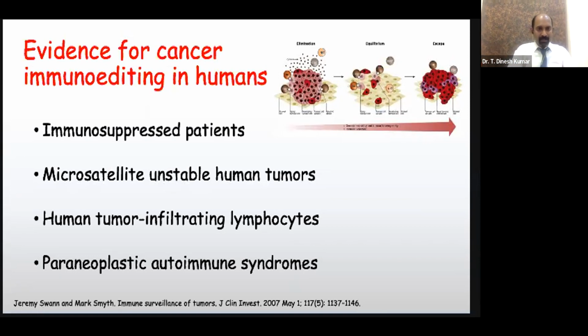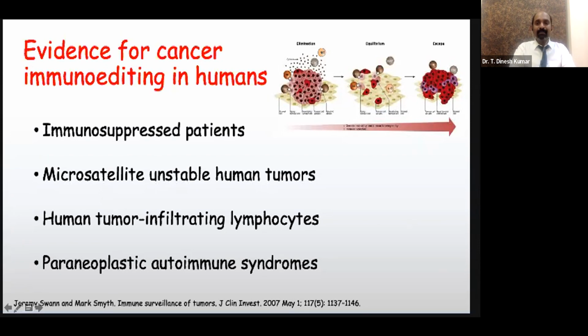A number of clinical observations have provided evidence supporting the notion of tumor immune surveillance in humans. Number one, immunosuppressed patients. Immunosuppressed patients have a 3 to 100-fold risk of developing malignancies. Number two, some tumors exhibit a particular type of genetic instability, referred to as microsatellite instability. And third, there are human tumor infiltrating lymphocytes. When these tumor infiltrating lymphocytes are present, it gives evidence that some immune system is working against these tumors. And finally, paraneoplastic autoimmune syndromes.